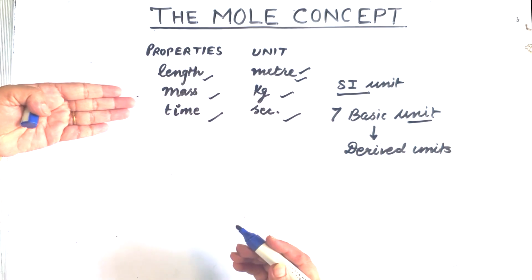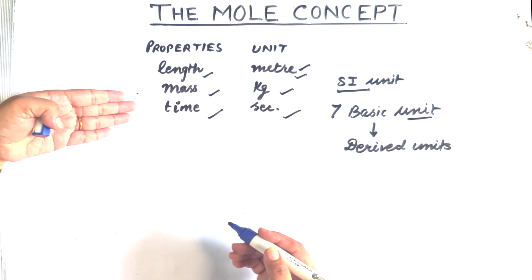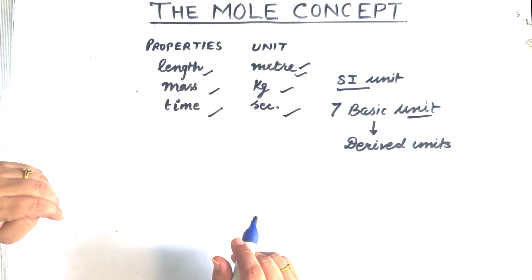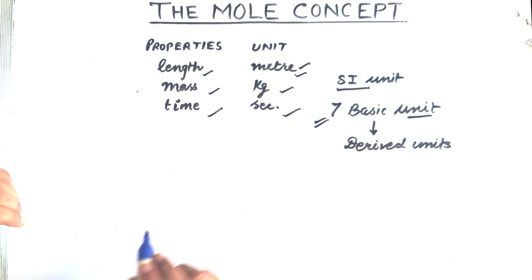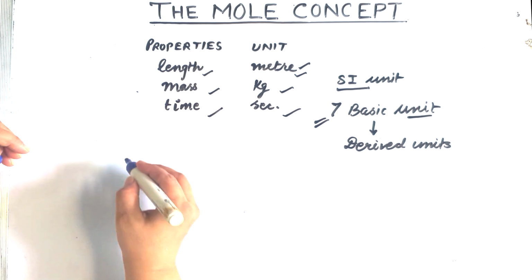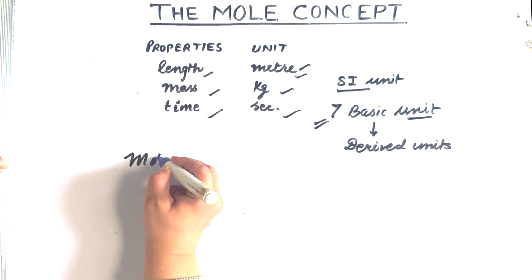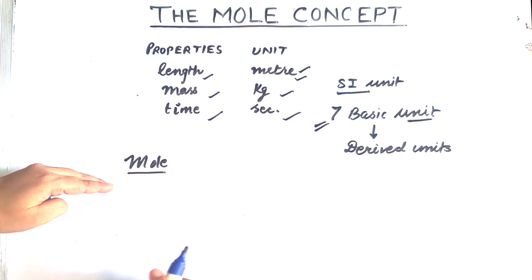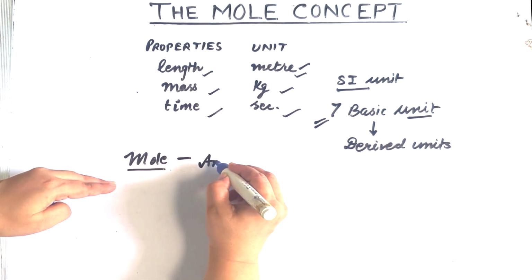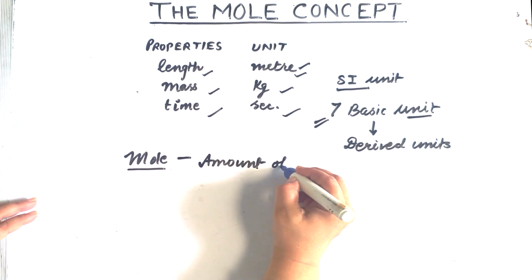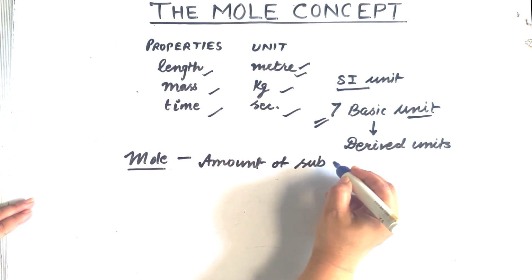Okay, these are the general examples of the SI unit, but one SI unit which you are not familiar with, the 7th basic SI unit, which we are going to discuss today, is mole. So what is mole? Mole is the basic SI unit to measure amount of substance. What do we measure from it? Amount of substance.